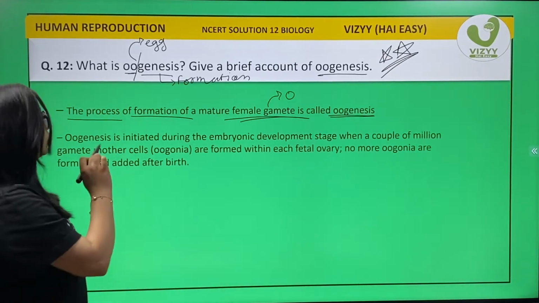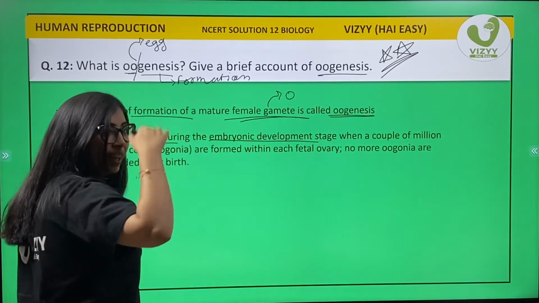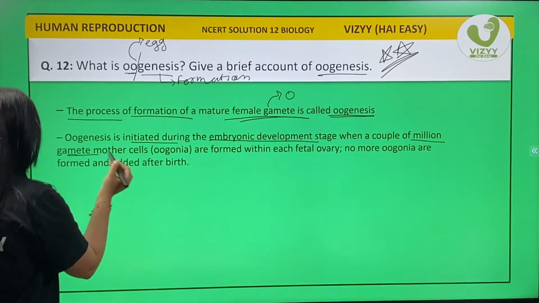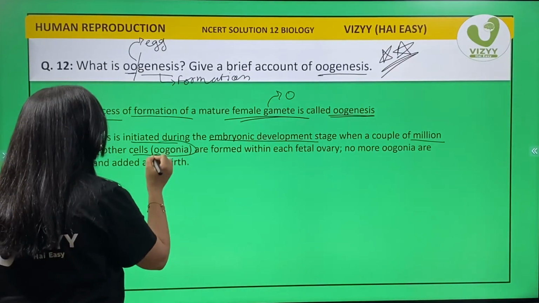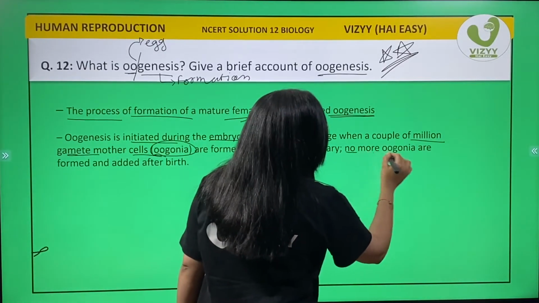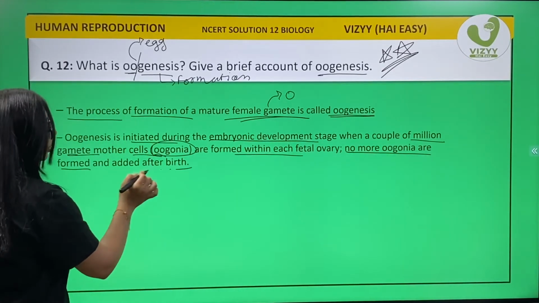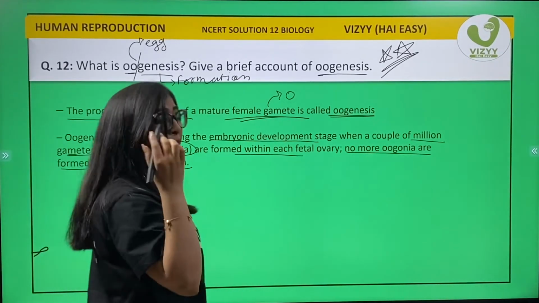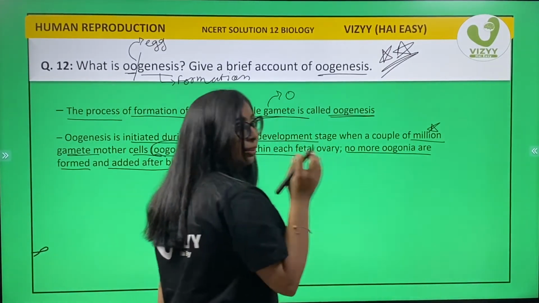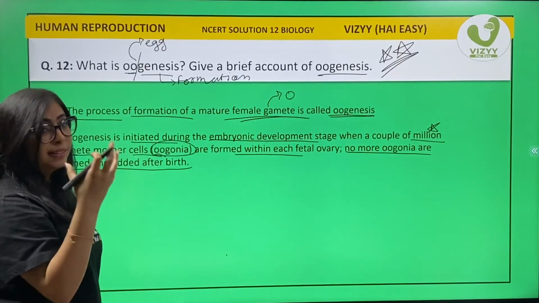Now, oogenesis is initiated during embryonic development. A couple of million gamete mother cells, known as oogonia, are formed within each fetal ovary. No more oogonia are formed and added after birth. So a female child is born with a million eggs inside. They are premature, and after birth no egg is formed.